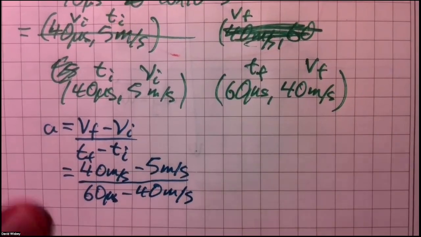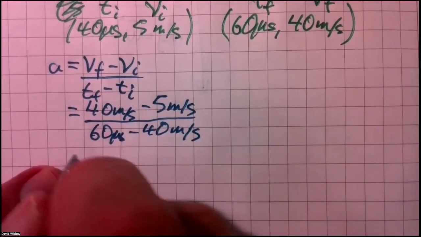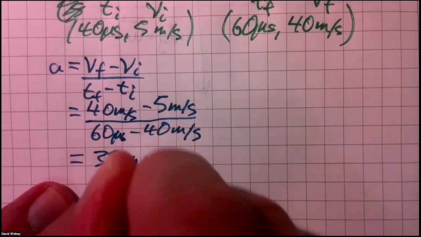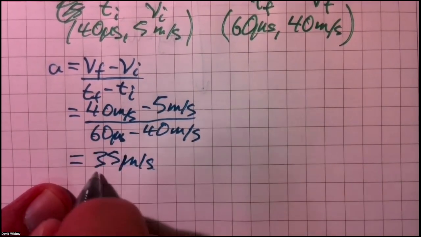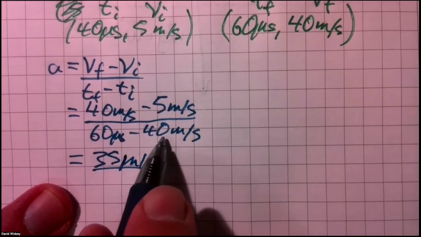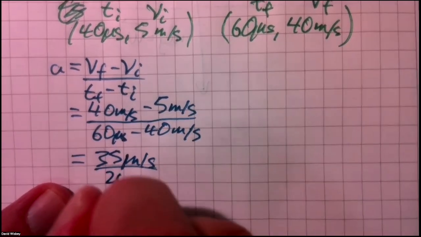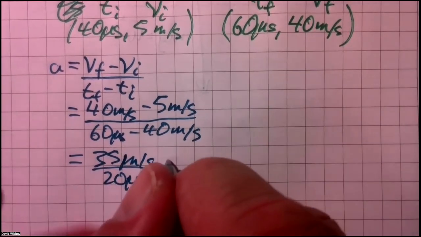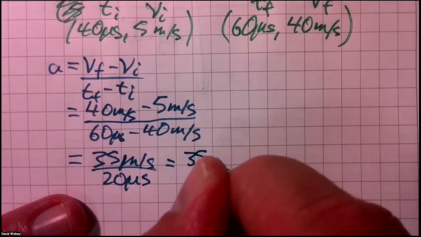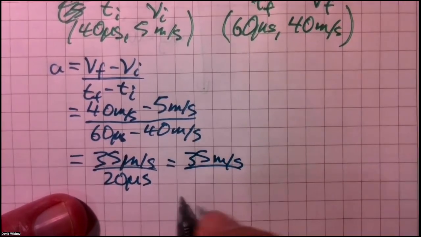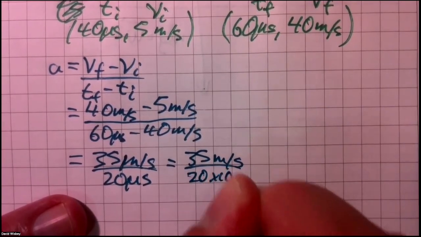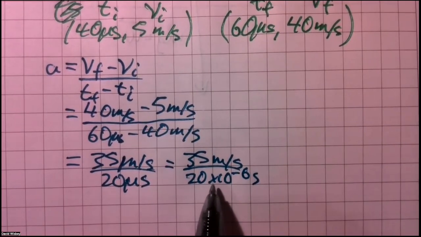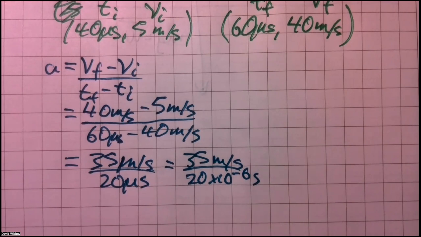All right, so I'm going to do this algebra now. The numerator will be 35 meters per second, so 40 minus 5 is 35 meters per second. Down the bottom, 60 minus 40 gives me 20 microseconds. And so now I'm going to write this out. This is 35 meters per second divided by 20 times 10 to the minus 6 seconds. I don't want to forget that when I plug it into my calculator because that will give you the wrong answer.